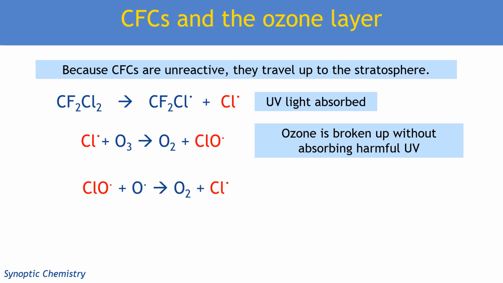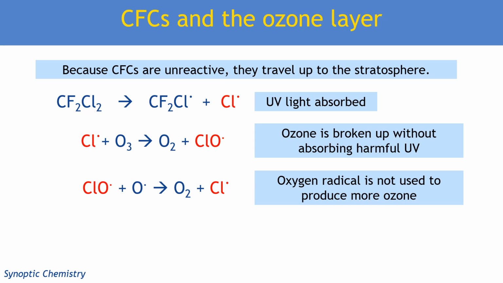And if a ClO radical reacts with an oxygen radical, remember there are oxygen radicals around because ozone breaks down into O2 and O when it absorbs UV, and oxygen itself breaks down to form oxygen radicals when it absorbs UV. So there are a fair number of oxygen radicals around. The ClO radical will react with that to form an oxygen molecule and a chlorine radical. So the chlorine radical has been reformed. And what we've done there is remove the oxygen radical.